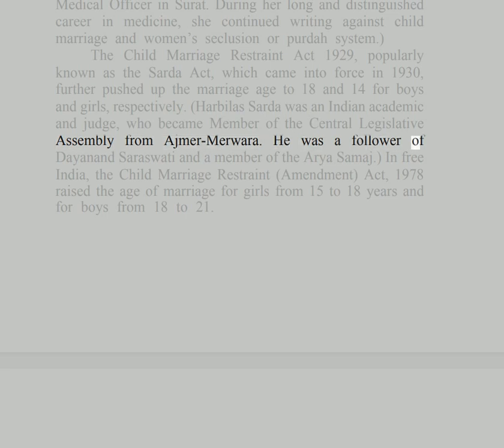He was a follower of Dayanand Saraswati and a member of the Arya Samaj. In Free India, the Child Marriage Restraint Amendment Act 1978 raised the age of marriage for girls from 15 to 18 years and for boys from 18 to 21.